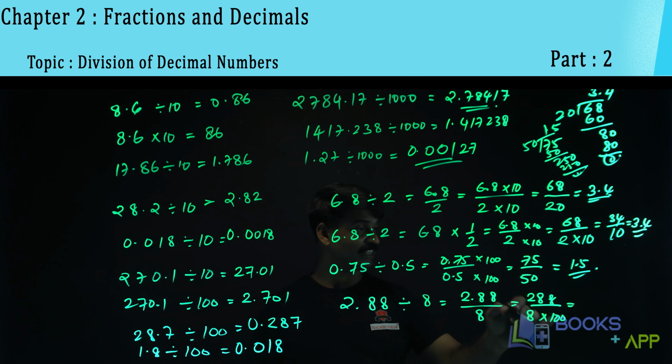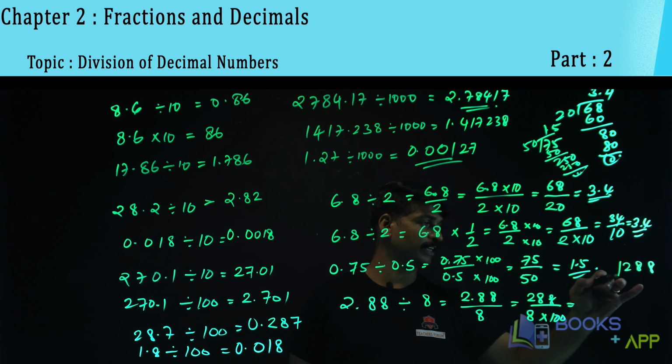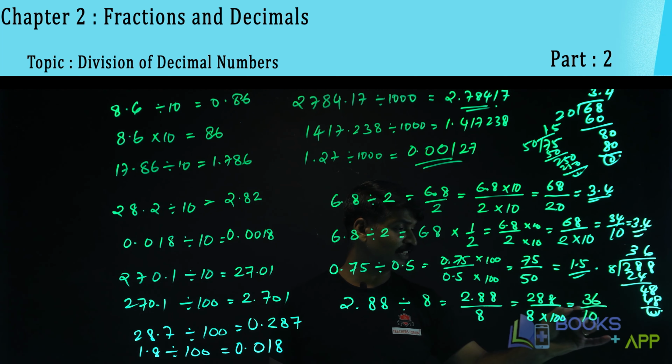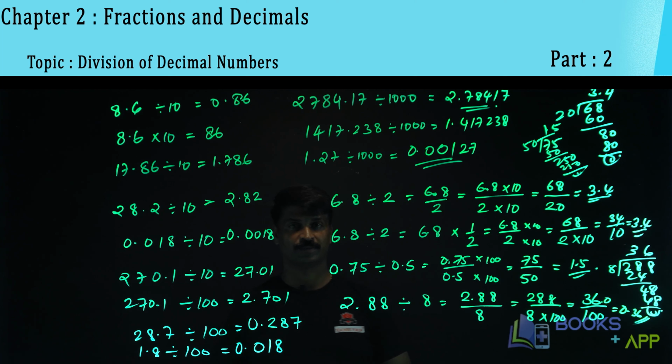So now you divide 288 by 8. What is the answer? 288 by 8. 3 8s are 24. 4 8s... 48. 6 8s are 48. Remainder is 0. So when you divide 288 by 8, the answer is 36. 100 is there, isn't it? So 36 by 100. What is 36 by 100? Yes, 36 means 36.0, isn't it? So 2 positions should jump to the left. So it becomes 0.36. That is the answer. That is how you have to divide a decimal number by a whole number, or this is how you have to divide a decimal number by another decimal number.